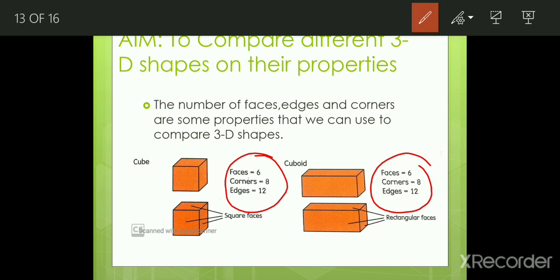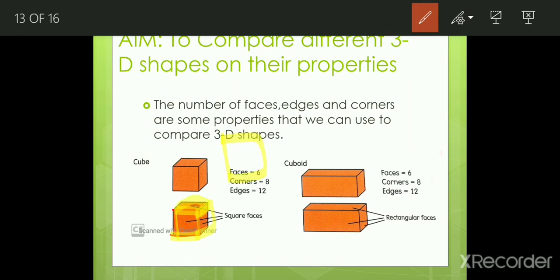A cube has, let me just erase it. Okay, now a cube has equal square faces. You can see one face. Let me change the color of the pen. You can see the face. The face is square in shape, whereas in a cuboid we have rectangular faces, and only the opposite faces in a cuboid are equal, right?